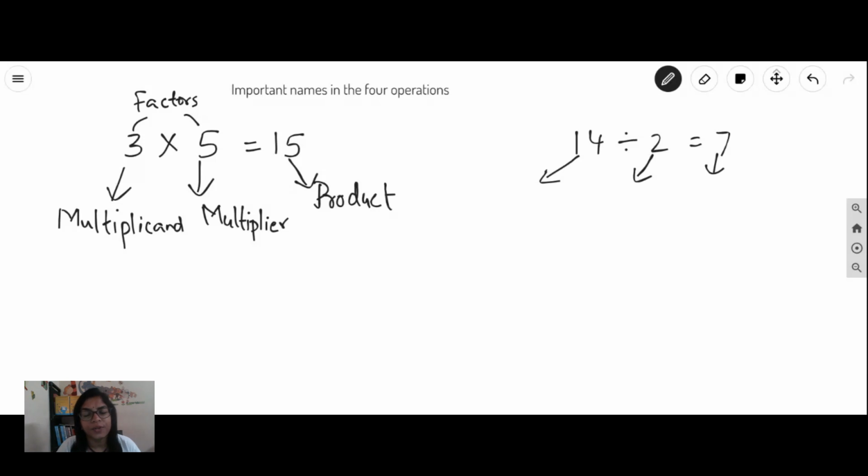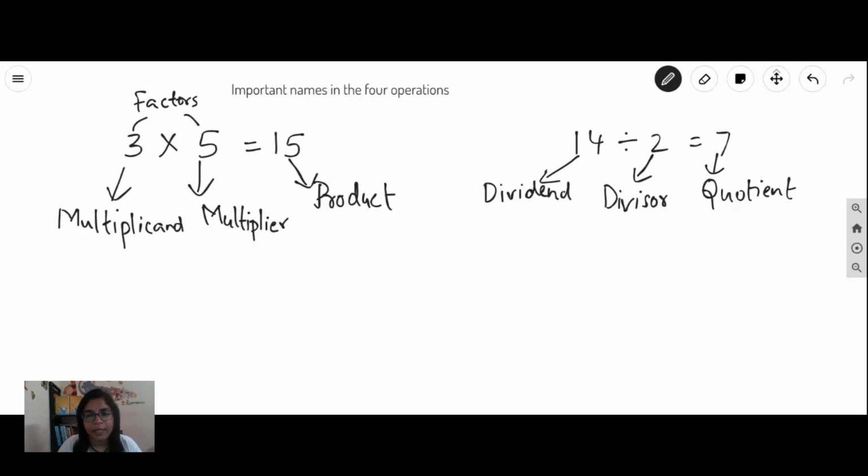Now, let's come to division. 14 divided by 2 is 7. The 14 is called the dividend. The 2, the second number of the division, is called the divisor. And the answer, the 7, is called the quotient. Now, there's one interesting thing about division. Usually addition, subtraction, multiplication all have only one answer, right? But division has two answers.